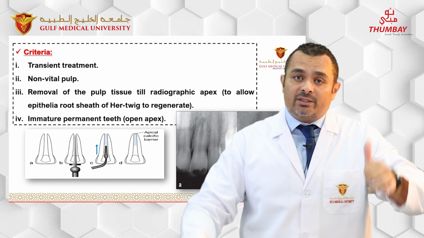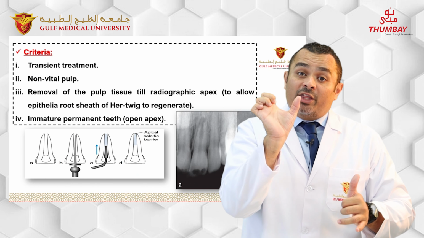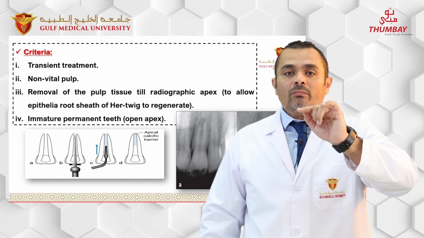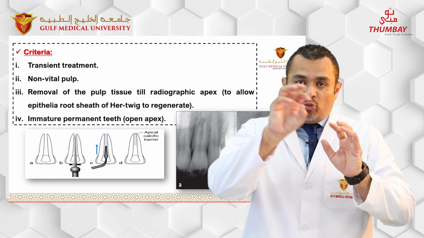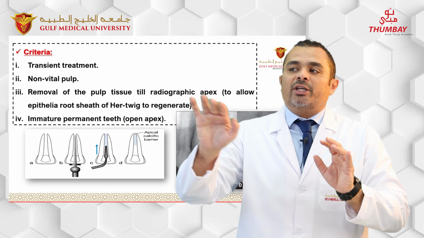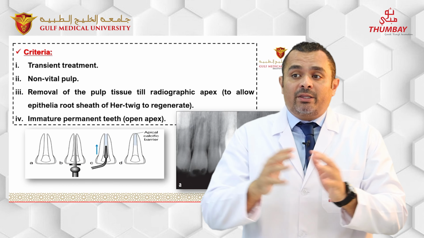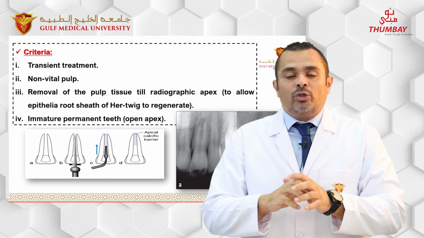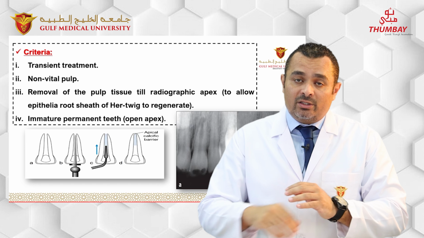The same transient treatment as in apexogenesis. Here it is non-vital, removing to the radiographic apex, which is shorter than the anatomical apex by 2 millimeters, working with the apex locator. Removal of the pulp till the radiographic apex allows the epithelial root sheath of Hertwig surrounding to complete the root. Immature young permanent teeth which are non-vital: also transient treatment.